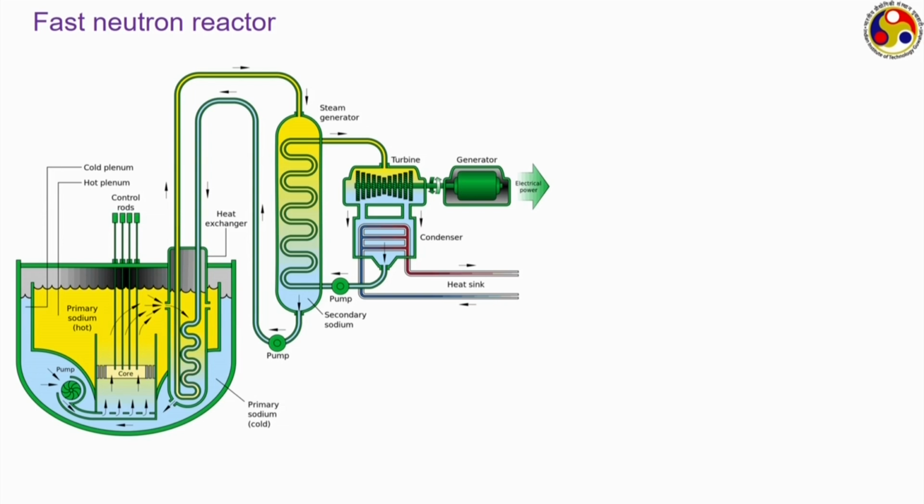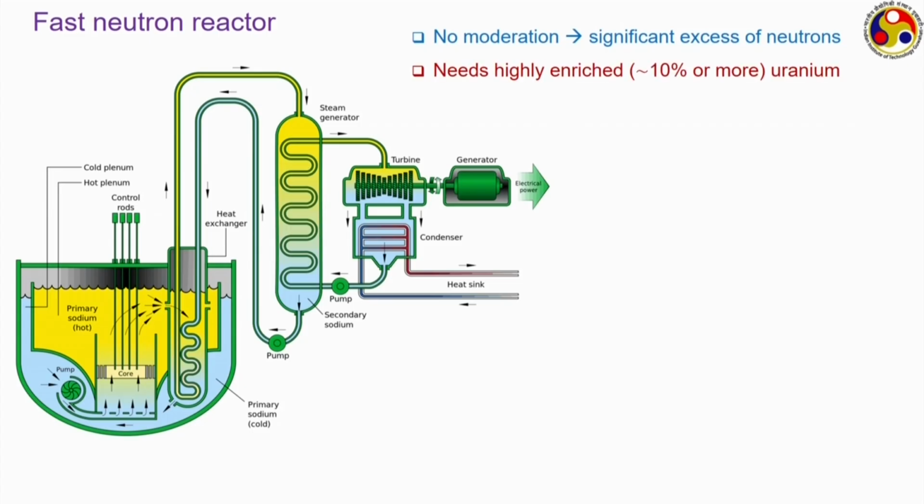Here there are no moderators, because we are trying to use the fast neutrons, and as there are no moderators present, there will be significant excess of neutrons. Moderators can themselves also eat up some amount of neutrons, and that portion is not present. Also, as the neutrons are not going through any kind of scattering or slowing down process, they are not likely to enter the resonance absorption zone. So, there will be no resonance absorption as well. That is why fast neutron reactors have significant excess in terms of neutrons.